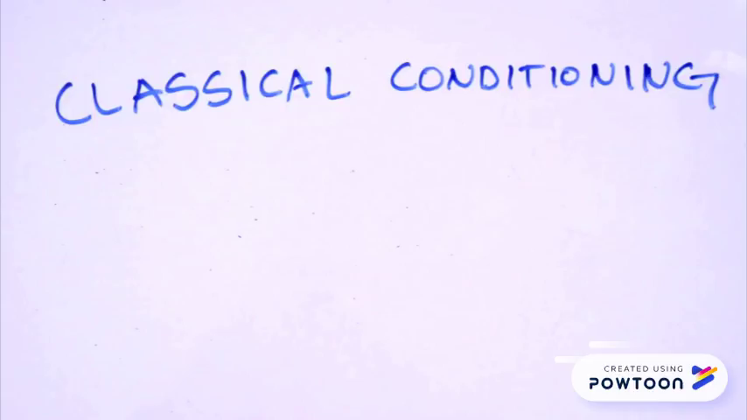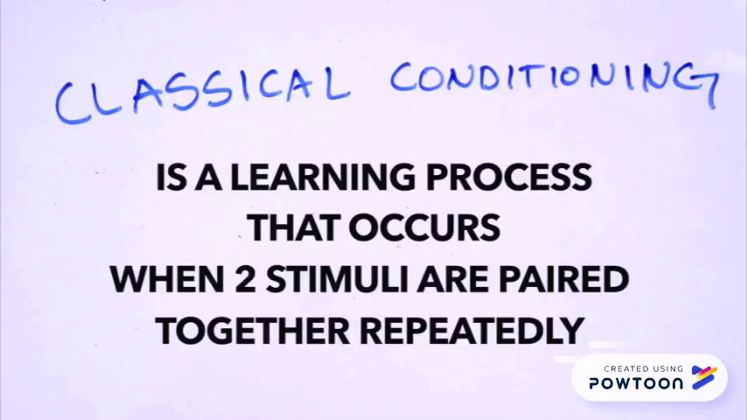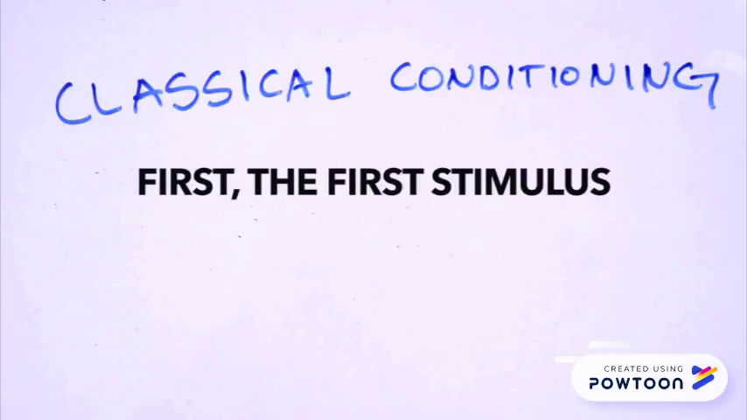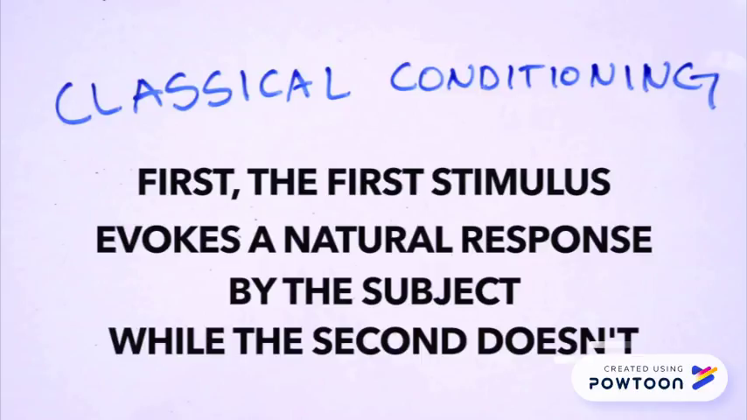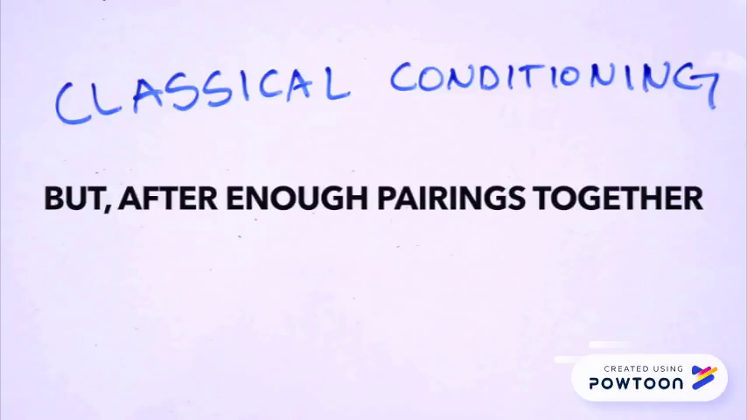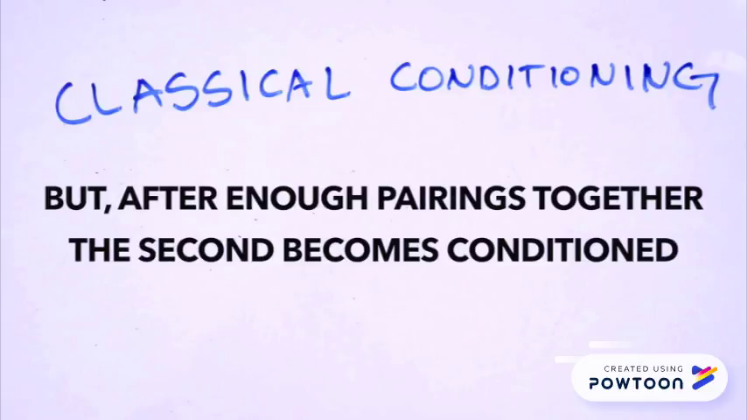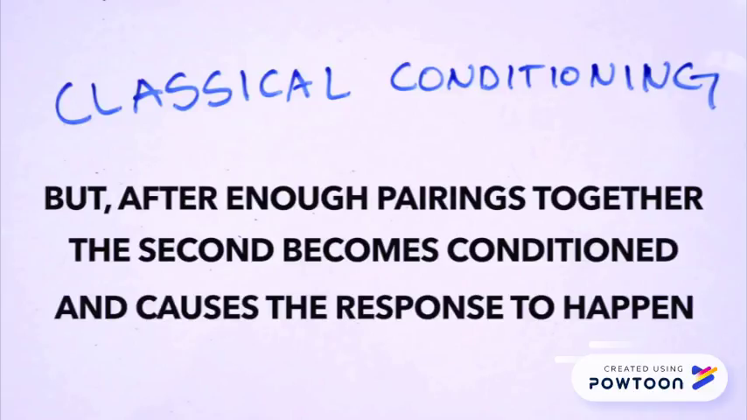Classical conditioning is a learning process that occurs when two stimuli are paired together repeatedly. First, the first stimulus evokes a natural response by the subject, while the second doesn't. But after enough pairings together, the second becomes conditioned and causes the response to happen.